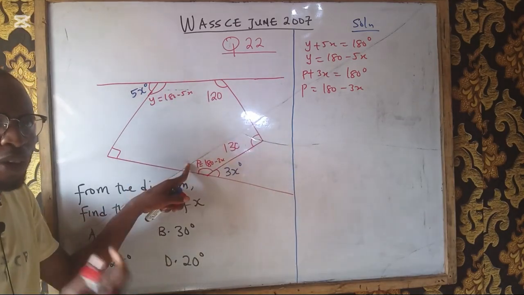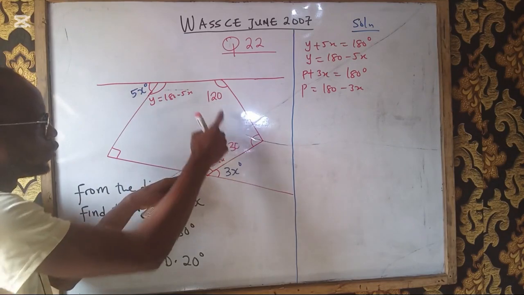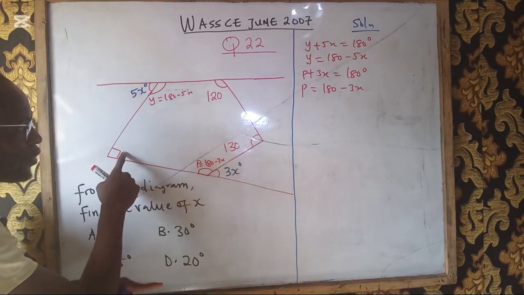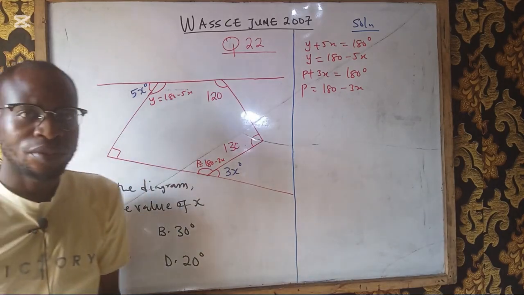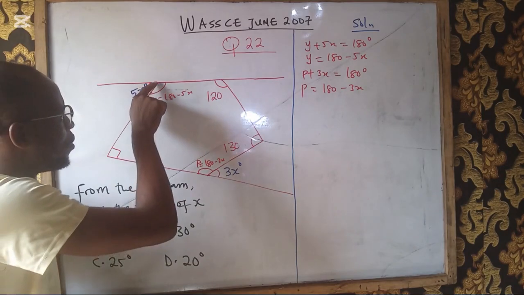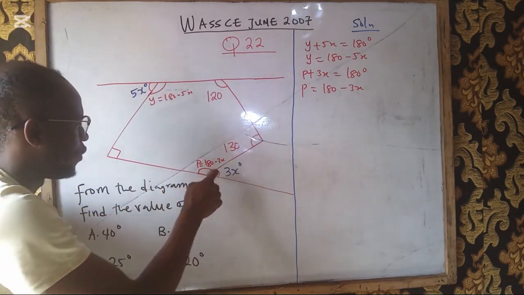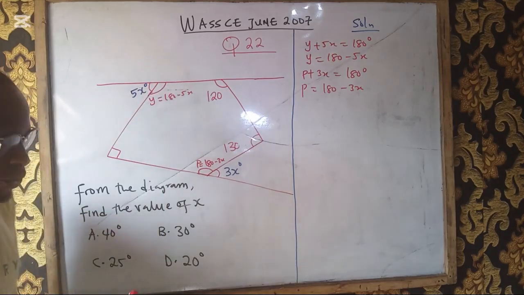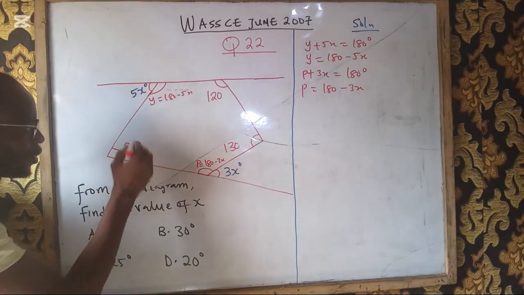So let's count the number of angles that we have now. 1, 2, 3, 4, and 5. So this is a pentagon. Pentagons are polygons with 5 sides. As you can see, we have 1, 2, 3, 4, and 5. So this is a pentagon. So don't forget, this is 90.